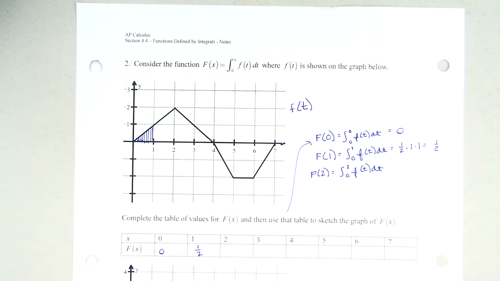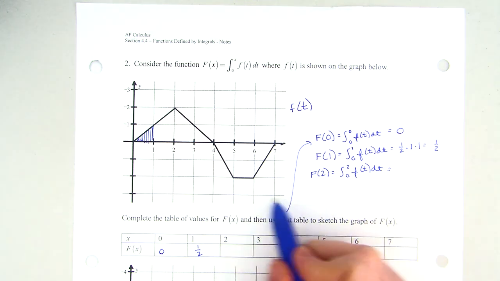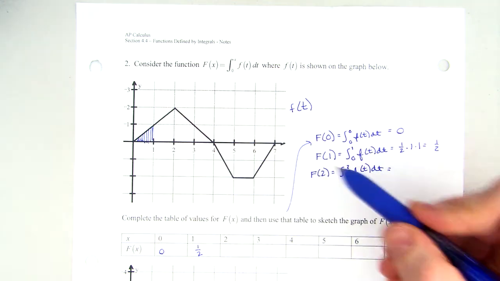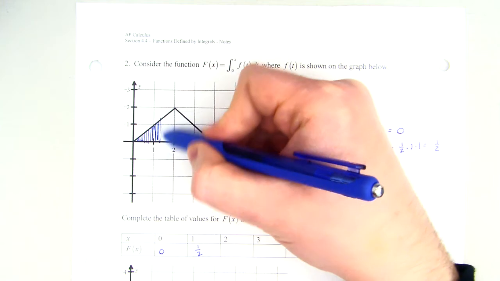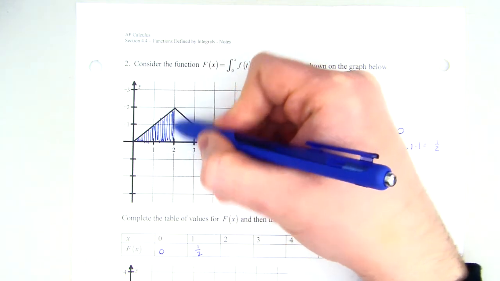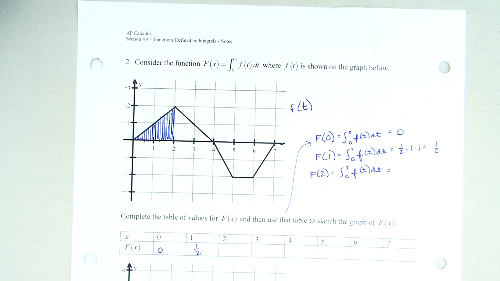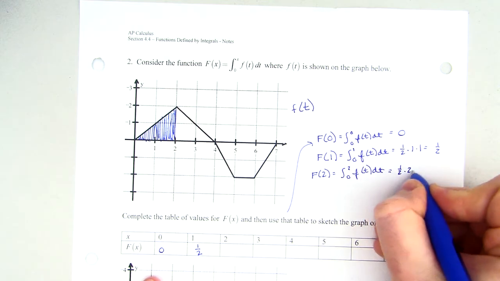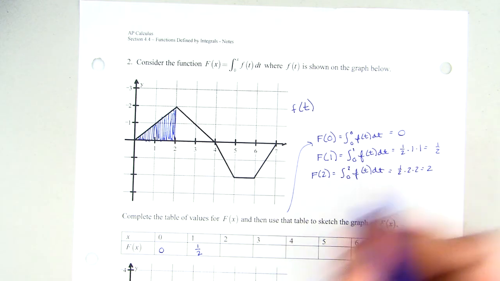Another name for these functions defined by integrals are accumulator functions, because I keep accumulating area. Capital F of 1 is this thing. Capital F of 2 also includes this thing over here. I'm just accumulating this area. Well, what is capital F of 2? 1/2 times 2 times 2, I'm getting 2.